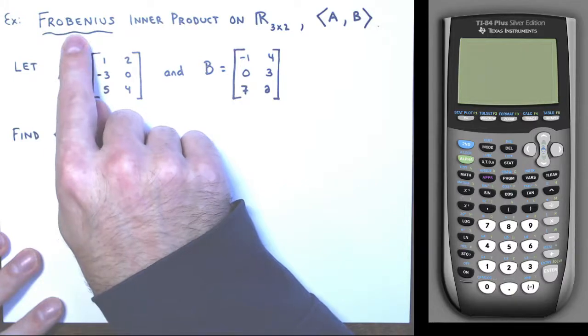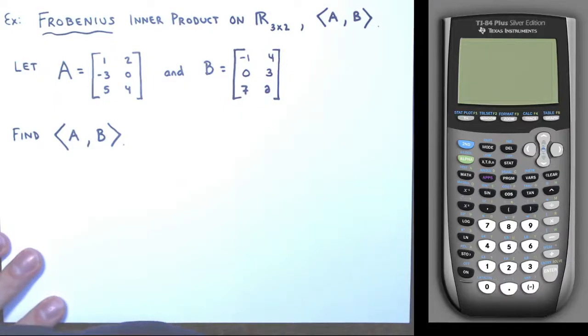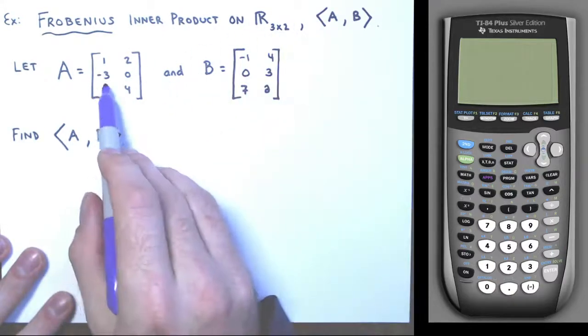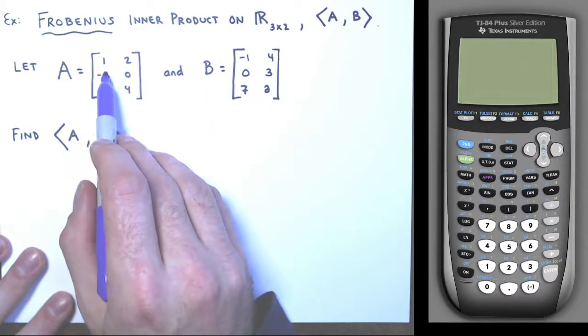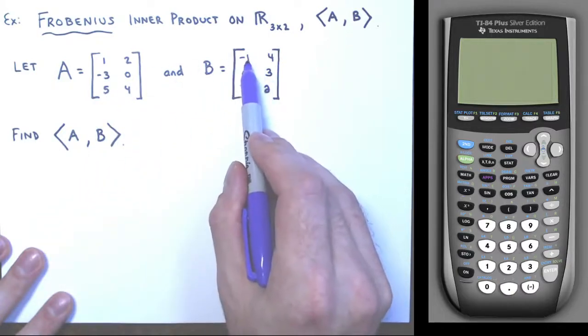The Frobenius inner product on the vector space of m by n matrices is kind of like the dot product. You just multiply corresponding entries and then add their products. Let me show you what I mean here. The Frobenius inner product of these two, I've got these 3x2 matrices as my inputs. A is this 3x2 with rows 1, 2, -3, 0, 5, 4, and B has the rows -1, 4, 0, 3, and 7, 2.